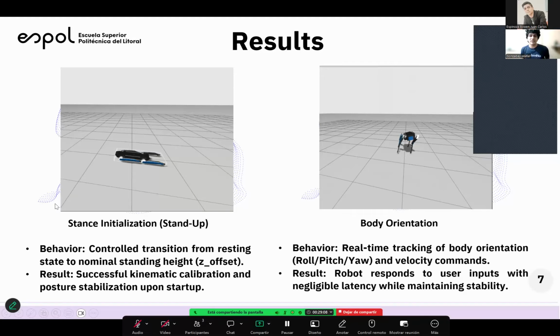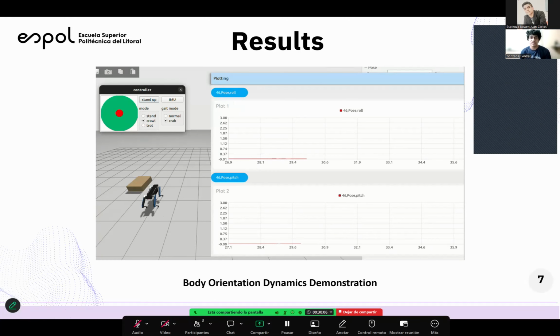In this slide, we analyze the behavior of roll and pitch while the robot is moving. The main goal is to keep both variables close to zero, ensuring robot stability during locomotion. The plot shows that as the walking speed increases, the system becomes more oscillatory and less stable.